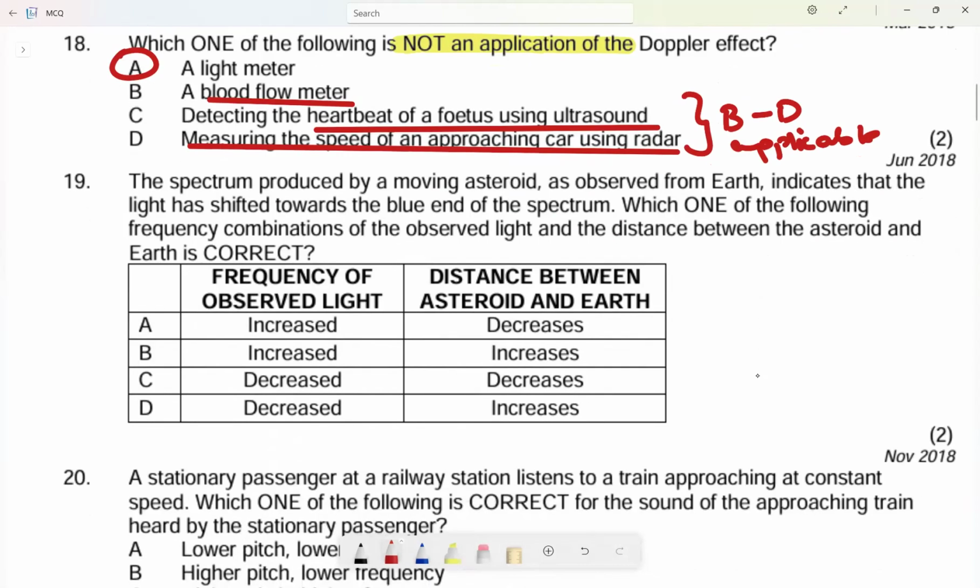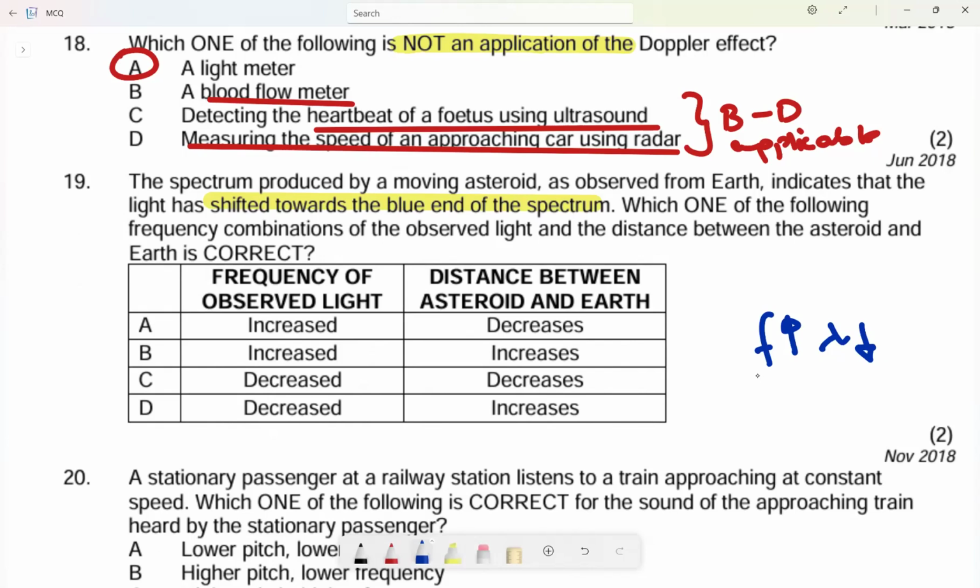The spectrum produced by a moving asteroid as observed from the Earth indicates that the light has shifted towards the blue end. If it is blue shifted, the frequency is higher and the wavelength is less. Remember, wavelength means the distance, so the distance is shorter. So it is moving towards us.